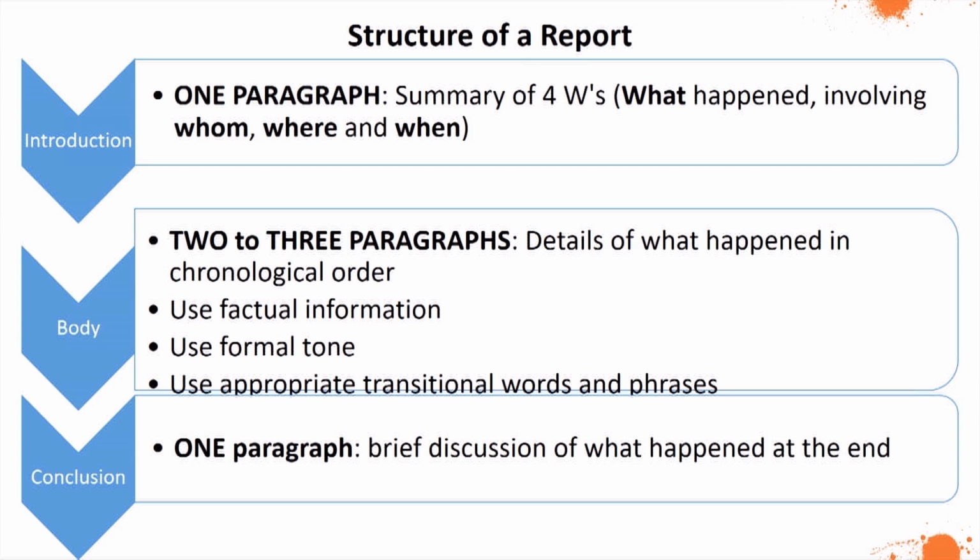The body of the report contains 2 to 3 paragraphs dealing with details of what happened in a chronological order. You use only factual information and a formal tone. You use appropriate transitional words and phrases to link your ideas and the sequence of events as they occurred during the incident or event. In your conclusion, there's a brief discussion of what happened at the end.